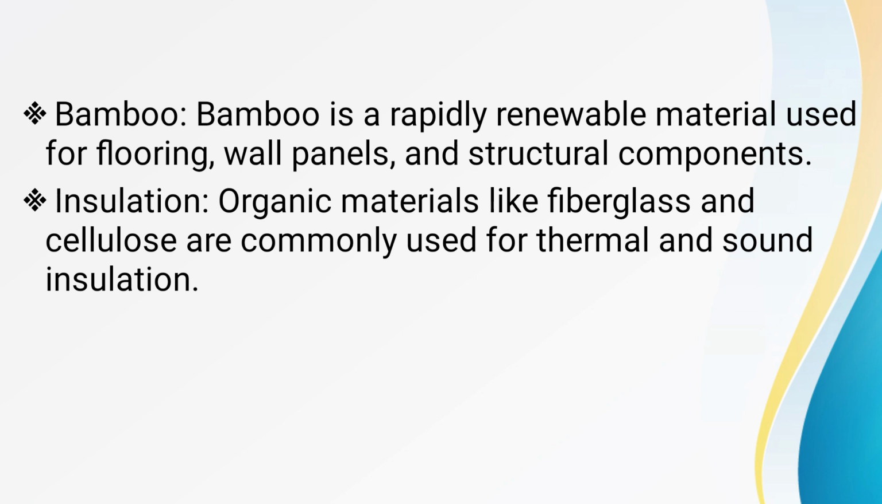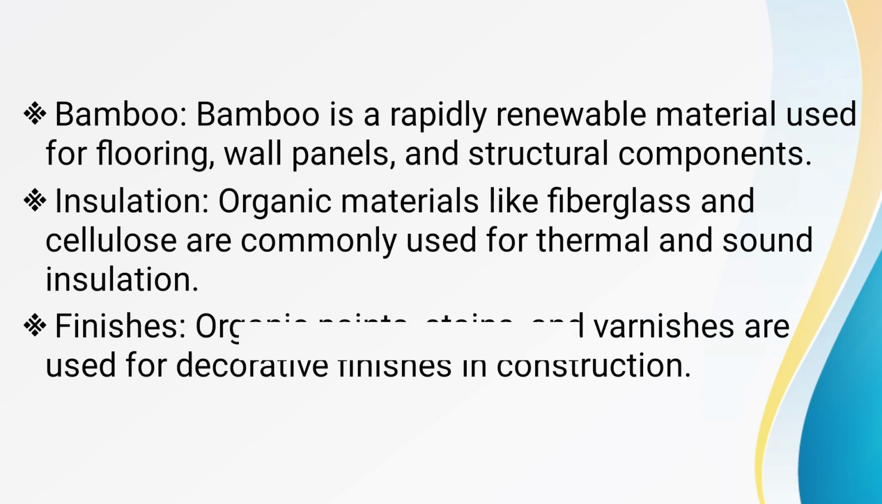Insulation. Organic materials like fiberglass, cellulose are commonly used for thermal and sound insulation. Finishes. Organic paints, stains, and varnishes are used for decorative finishes in construction.